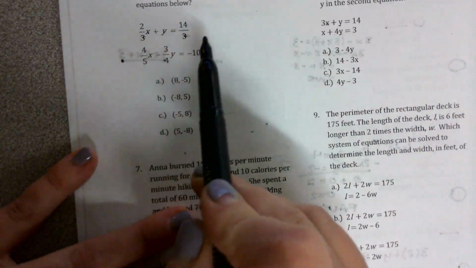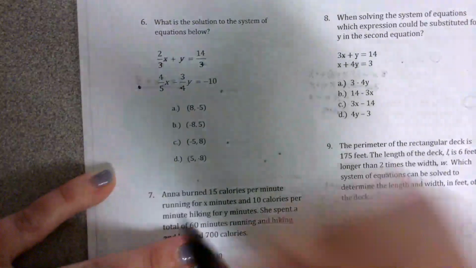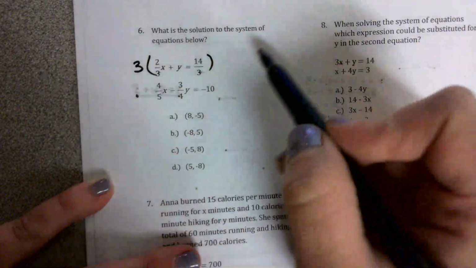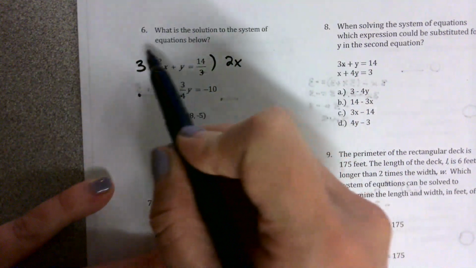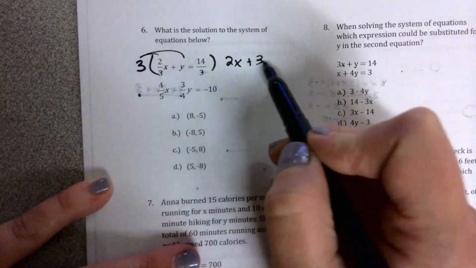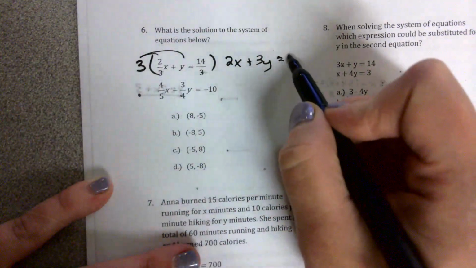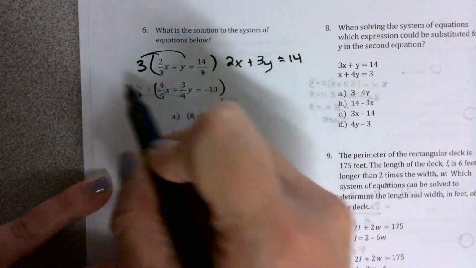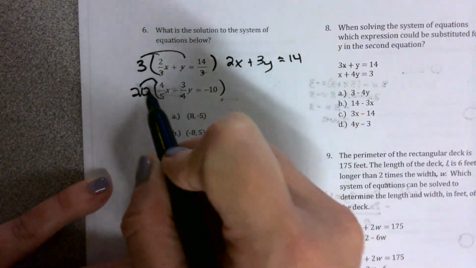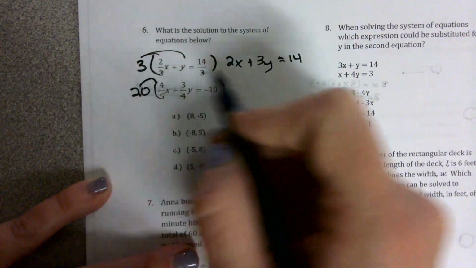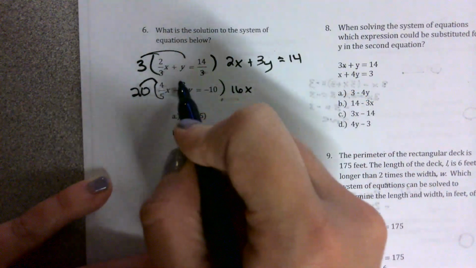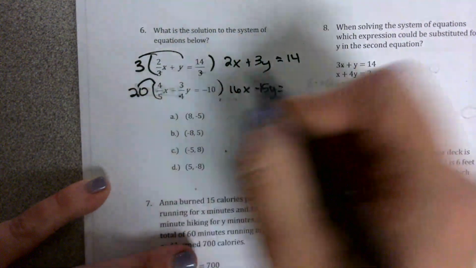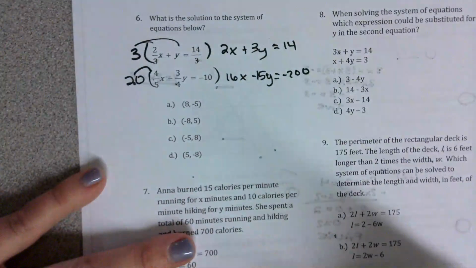Next page, we're dividing by 3. I don't like fractions, so I'm going to multiply by 3. When I do this, I'm going to get 6 over 3, which is 2x, 3 times y, which is 3y, and 3 times 14 over 3, which is going to be 14. Then I'm dividing by 5 and 4, so I'm going to multiply by 20. This is going to give me 80 over 5, which is going to be 16x. 20 times 3 divided by 4, which is going to be negative 15, and 20 times negative 10, which is negative 200.